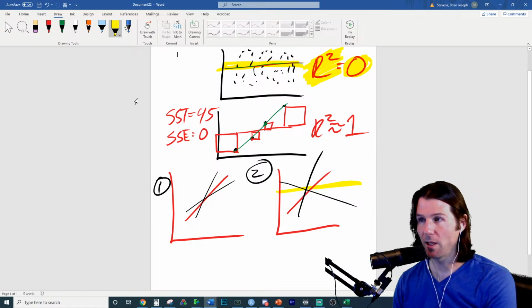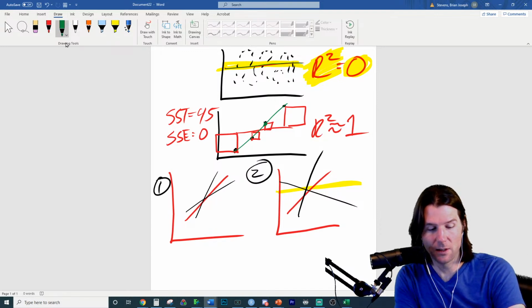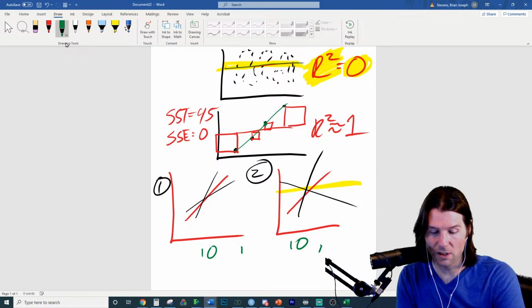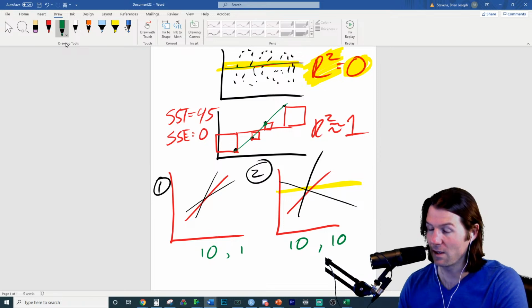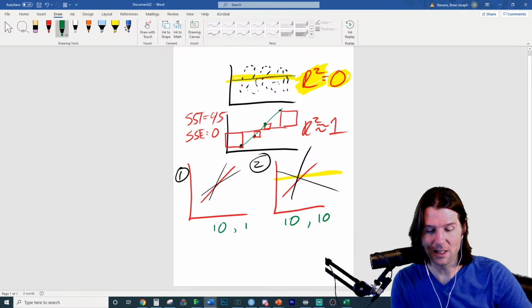So both of these models, model 1 and 2 here, have the same slope. They both could have an estimate of, let's say, 10 for the slope. And this one has an uncertainty of, let's say, 1, and this one has an uncertainty of 10. So interestingly enough, we could compute the t statistic here.